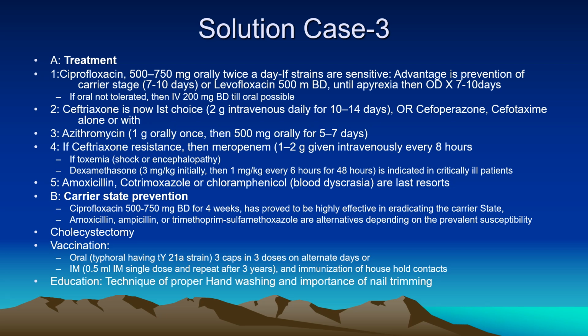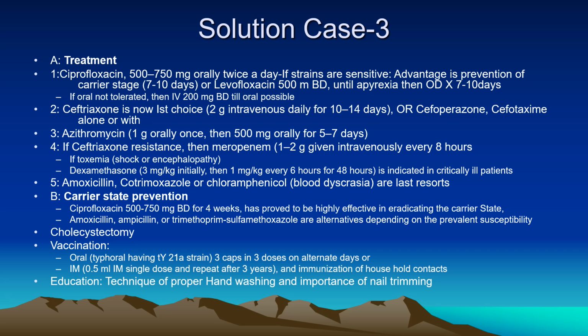Now, this patient will require ciprofloxacin orally, but today ceftriaxone is the first choice, which is initially given parenterally. Ciprofloxacin can also be given parenterally, but ceftriaxone is preferred. In place of ceftriaxone, depending on the level of prevalent resistance, cefoperazone, cefotaxime can be given, and azithromycin 1 gram once daily, then 500 milligram orally for 7 days is also found to be effective, alone or along with above drugs.